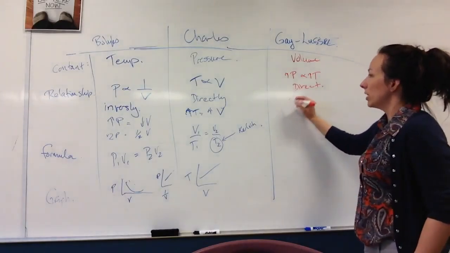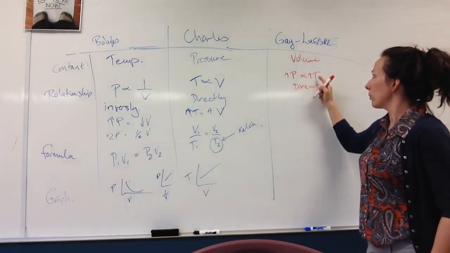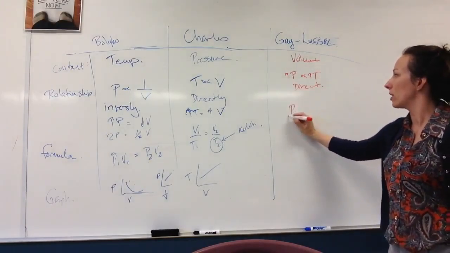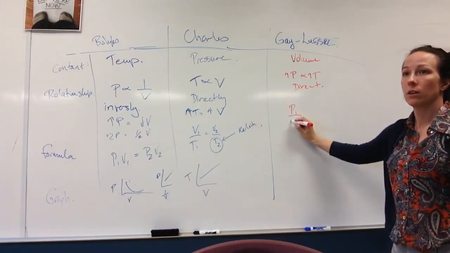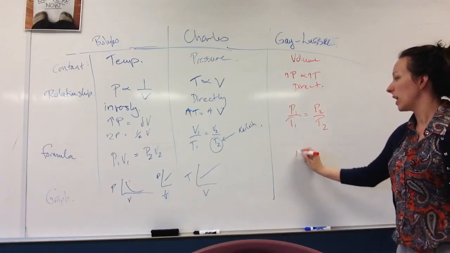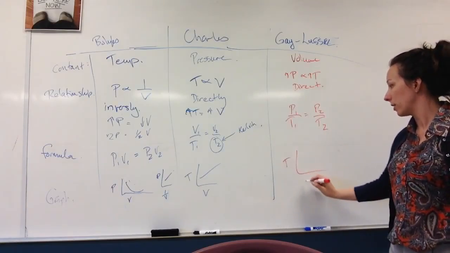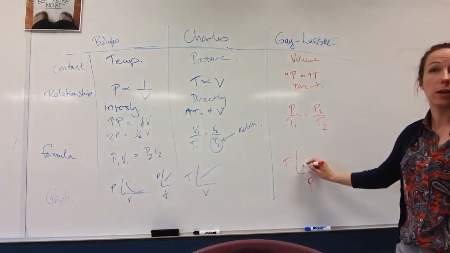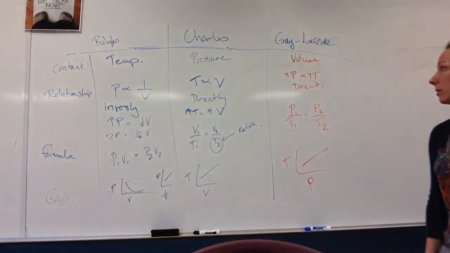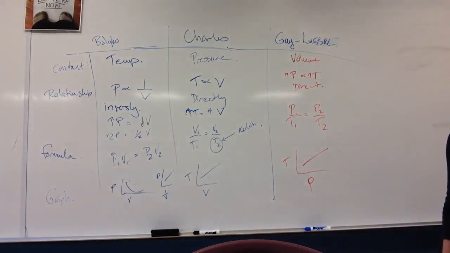Okay, so if I increase and increase, and the relationship then, bring the T over to the other side, and you get P1 divided by T1 equals P2 divided by T2, and if you did do the graph, what would you find about the relationship? Right away it would be linear, because they're directly proportional. Happy?